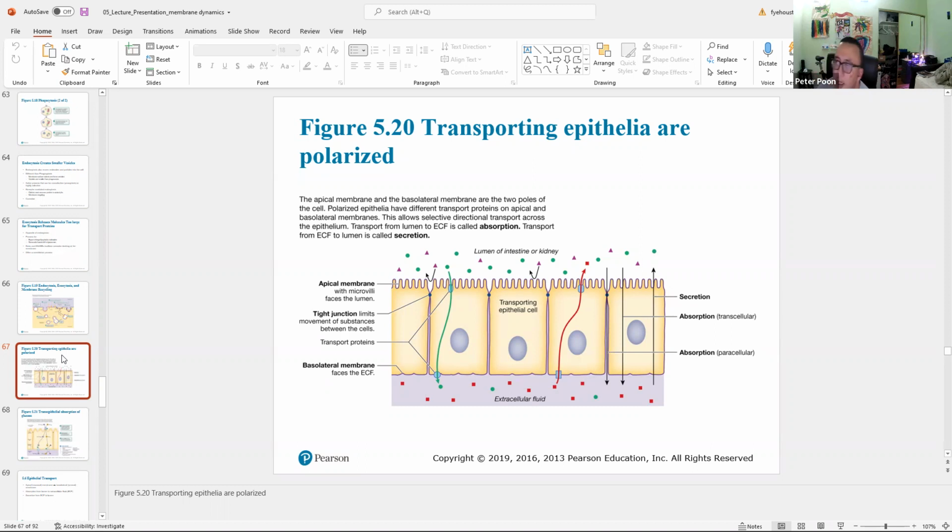The transporting epithelia are polarized. If you want to transport something from one side to the other, there's one side and the other, so these two sides cannot be the same. One is input, one is output, so you need these two sides to be very different. The input side will usually have microvilli. Microvilli increase the surface area, so they increase absorption much faster.